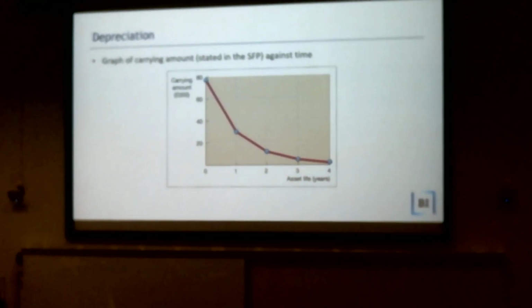Questions about this? Okay. Then we can go on. So this is how this graph looks. You see you have this first big depreciation in the beginning, and then it gets smaller and smaller until, after 4 years, if you apply this formula correctly, you end up with the residual value, your carrying amount on the balance sheet.